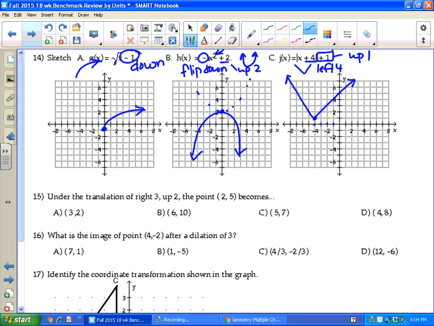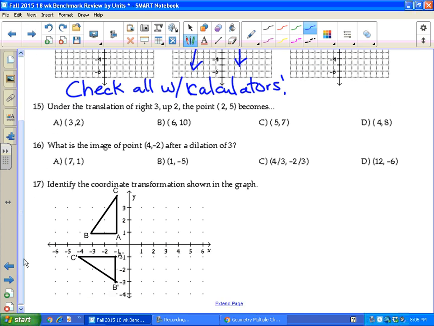Okay, you can always check those with your calculator. So you can check all of these with a calculator. No reason why you should miss these. You should know the translations, but if not, check with your calculators. Under the translation of right 3, up 2, the point 2, 5 becomes right 2 is an x direction.